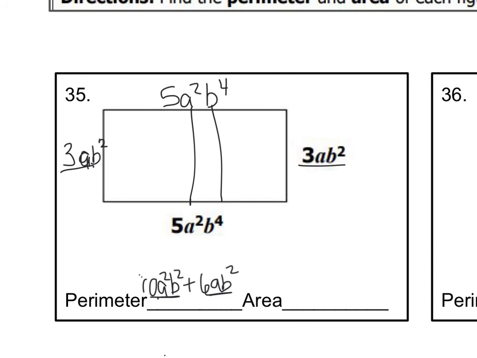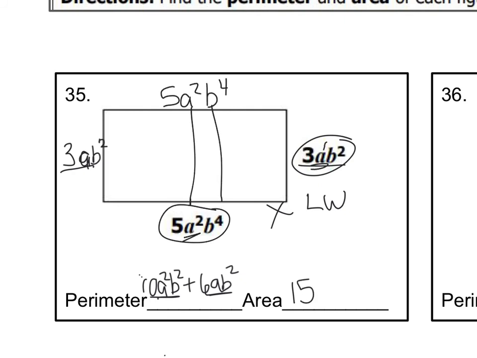All right, area is length times width, so it's going to be these two multiplied. 5 times 3 is 15. A squared times a to the first is a. We're multiplying, each of them has a base, so we're adding the exponents, so it's a cubed. And then the b's, they both have a base, so we add the exponents, and it'll be b to the 6th.